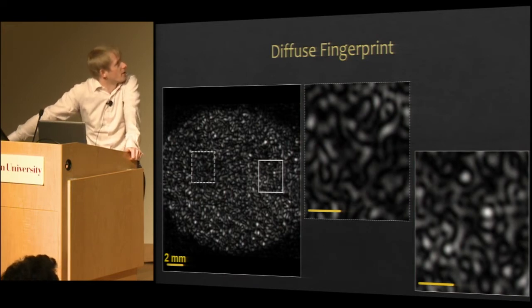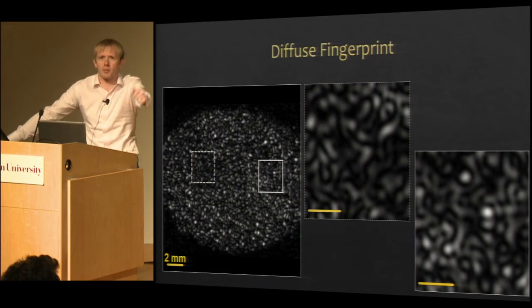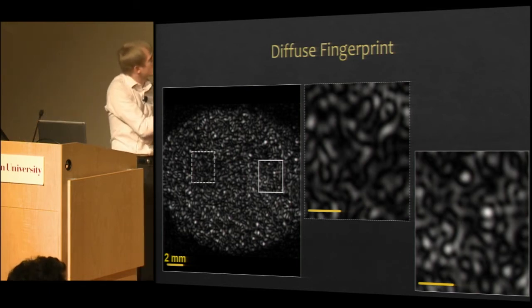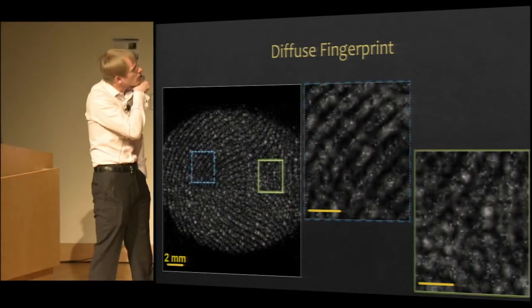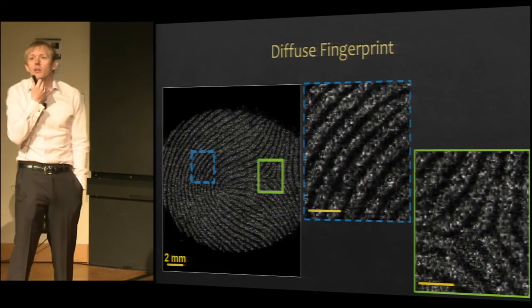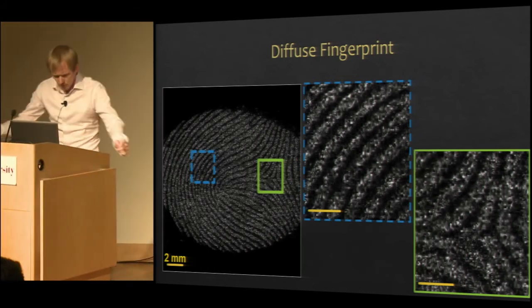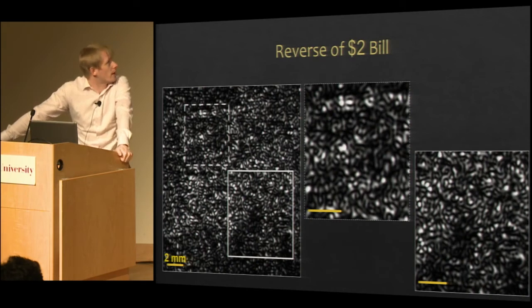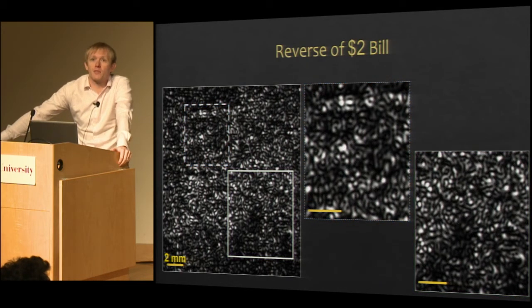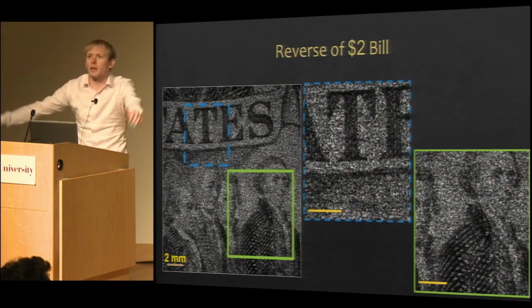Where if we have a diffuse fingerprint, which is just a fingerprint that has been perhaps dusted with a powder or left in a substance that may have been contaminated, you end up with an image that exhibits speckle, and we cannot make out any features. And after running using our technique, we're able to recover the fine ridge detail of the fingerprint. Similarly, for the reverse side of a $2 bill, with a regular camera, we cannot make out any of the details, and then using Savvy, we're able to recover the scene.